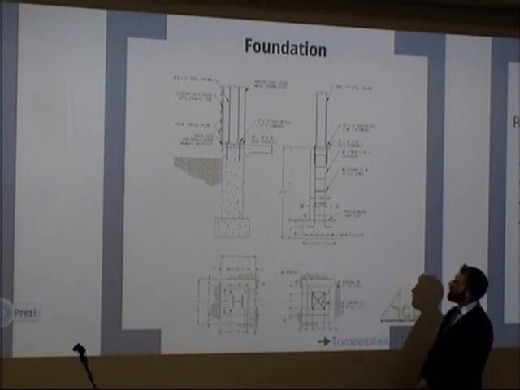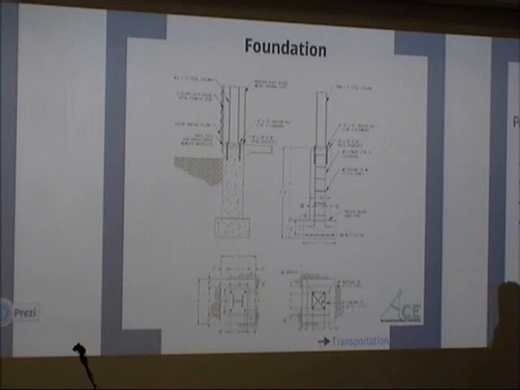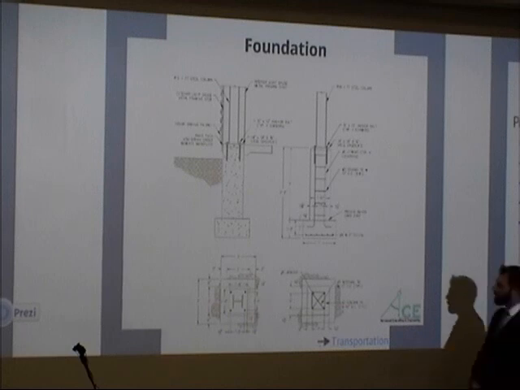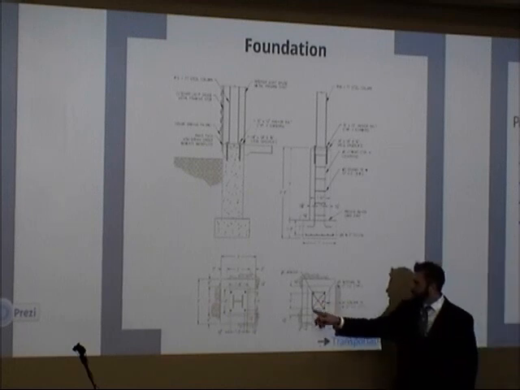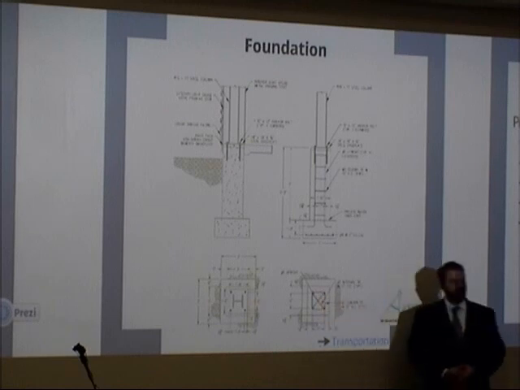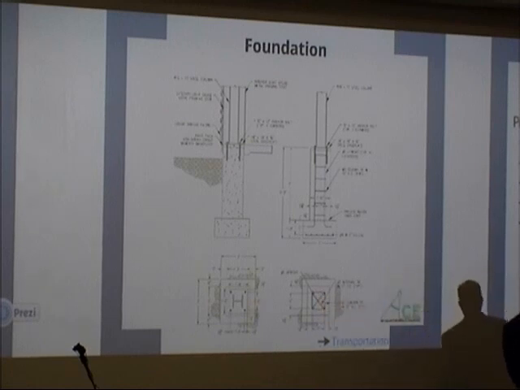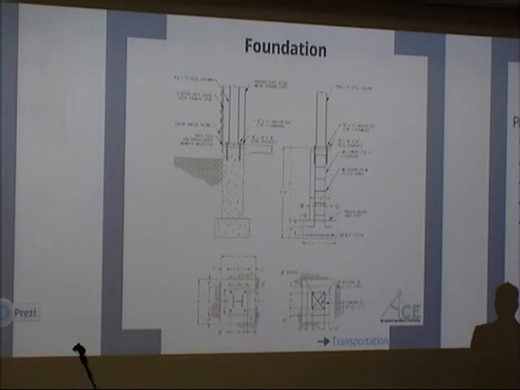We designed the columns as tied square columns, so you can see down here we have the 4 number 5s at each corner and then internal ties. That accounts for ACI code, in which if any bay between rebar is greater than 6 inches in a tied column, you have to provide internal ties such as those.